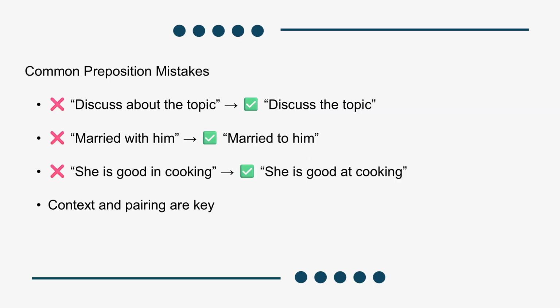Common preposition mistakes. Let's finish with some common mistakes in preposition usage. Don't say discuss about, just say discuss the topic. Say married to him, not married with him. And it's good at cooking, not good in cooking. Mastering these patterns improves both accuracy and fluency.